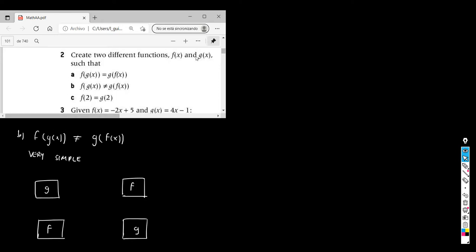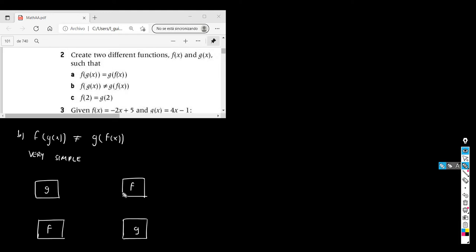Let's create functions f and g such that the composition of f with g is not the same as the composition of g with f. Once again, you need to understand what this means: function composition. If you understand the overarching idea, the concept, it is simpler to address difficult problems like this.